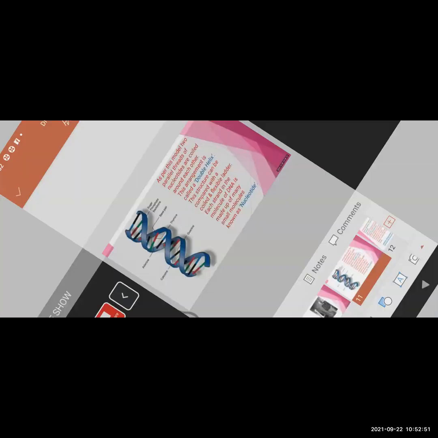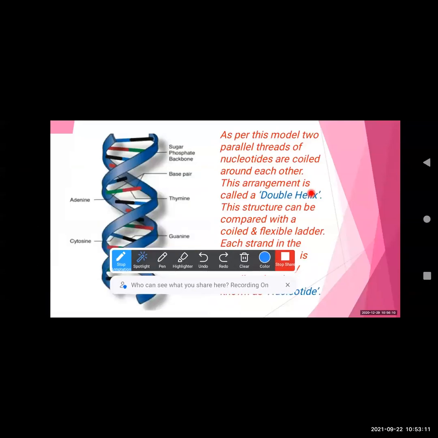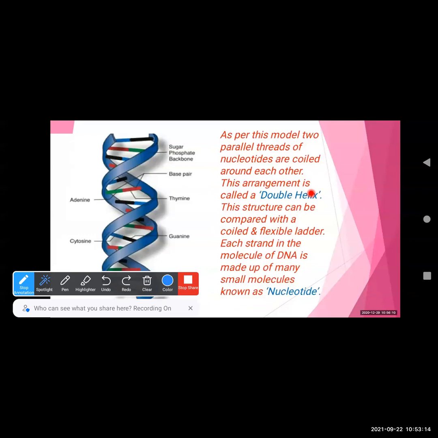Okay. Now let us see. Let us study in detail the double helical structure of the DNA, what they have found in that. As per this model, two parallel threads of nucleotides are coiled around each other. So you can see here, this is one strand of DNA. This is the other strand of DNA. So they run parallel to each other. As per this model, two parallel threads of nucleotides are coiled around each other. This arrangement is called as the double helix.